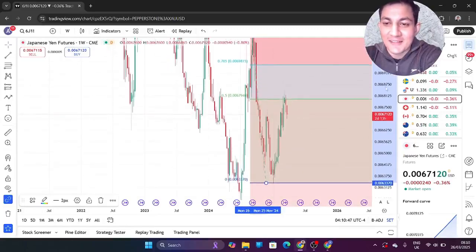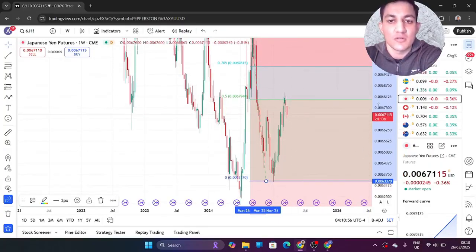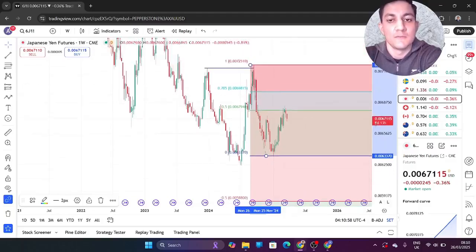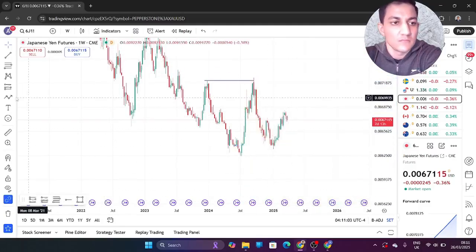It's almost like I work for the central bank. Look at this. Here's the 50% level. Look at price. It hits it, wicks down, wicks down, wicks down, and now it's starting to reverse. This is just allowing smart money traders to start selling, selling, selling, right? So what does this really mean? Japanese yen is likely to do this.